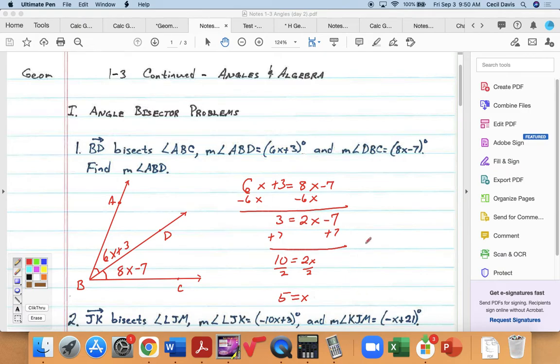Again, beware of premature celebration. Yes, you have found x. Excellent work. But then make sure you do what it asks. It says find the measure of angle ABD. Well, we have an expression for ABD, so we just need to substitute into that. So the measure of angle ABD is 6 times 5 plus 3. It's 33 degrees. Okay, any questions about that one?